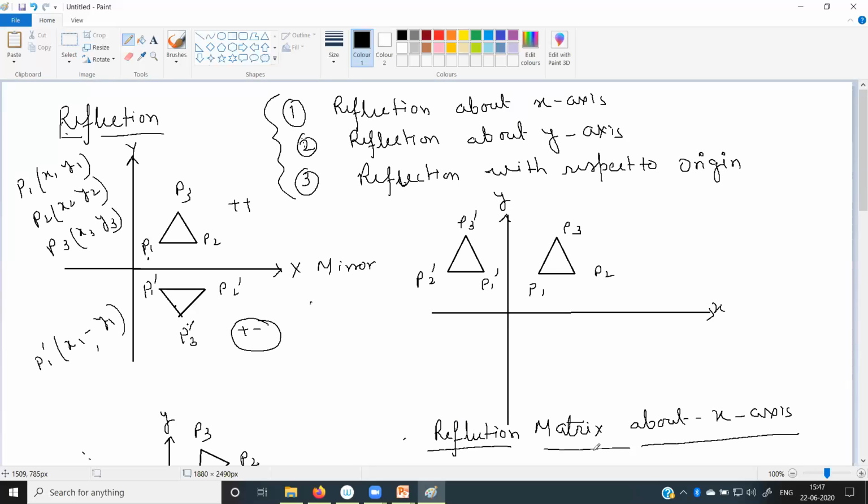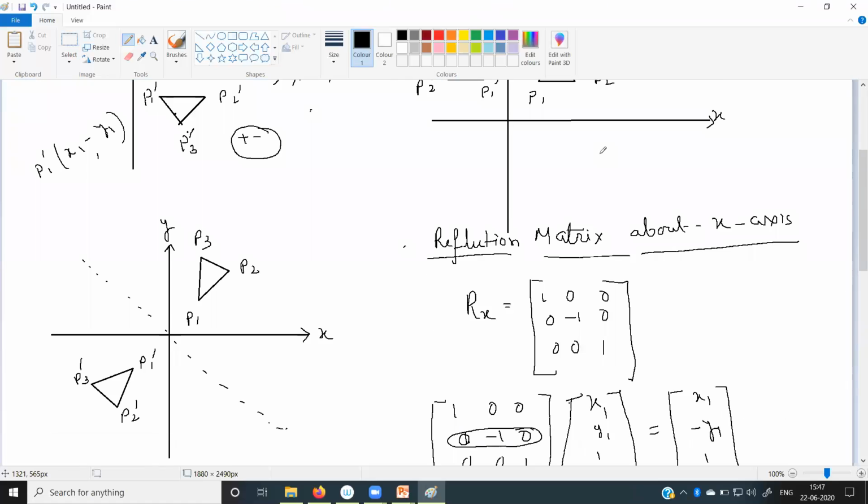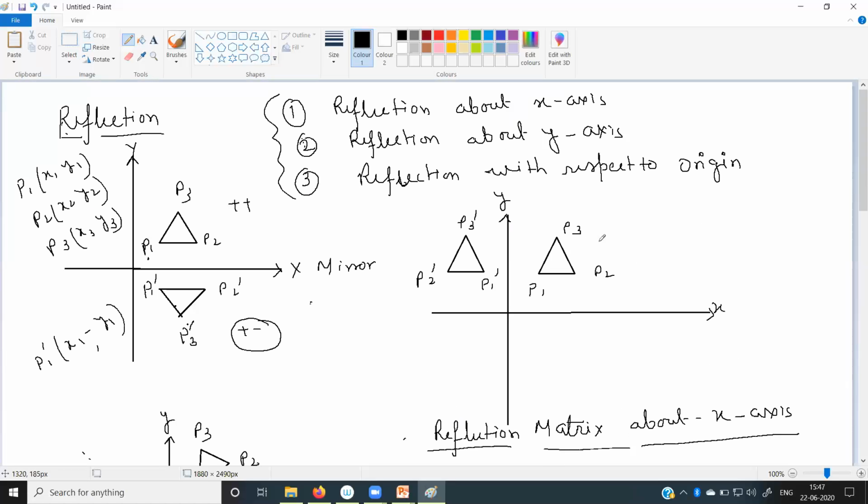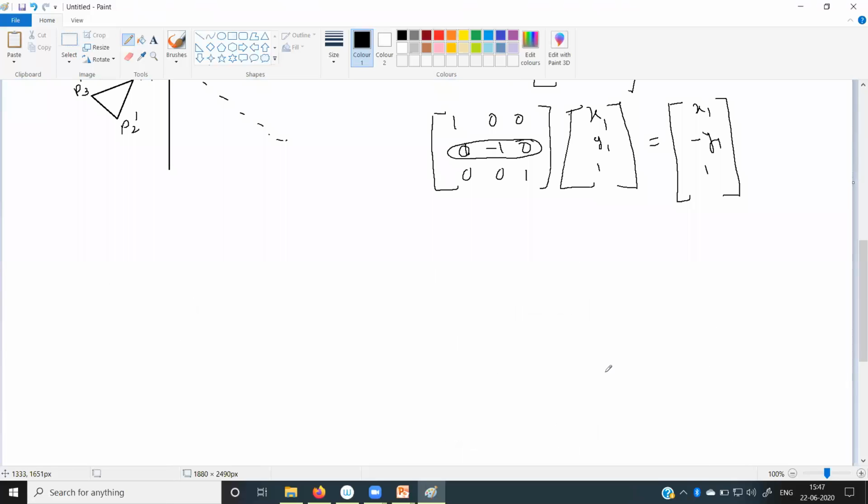So this is the reflection with respect to x-axis. Now, if we want to perform the reflection about y-axis, you can easily generate the reflection transformation matrix. So now we will write down the reflection matrix.